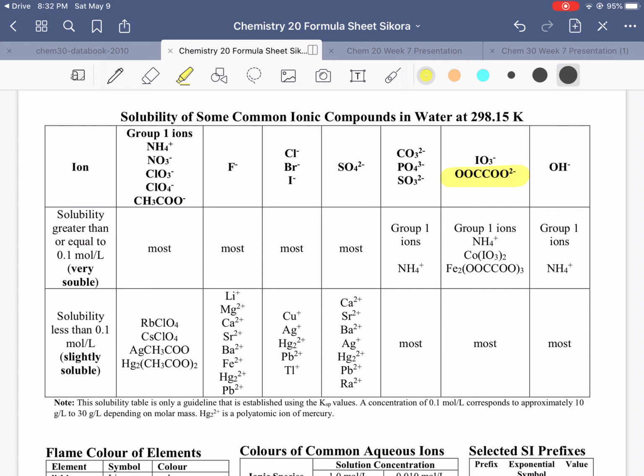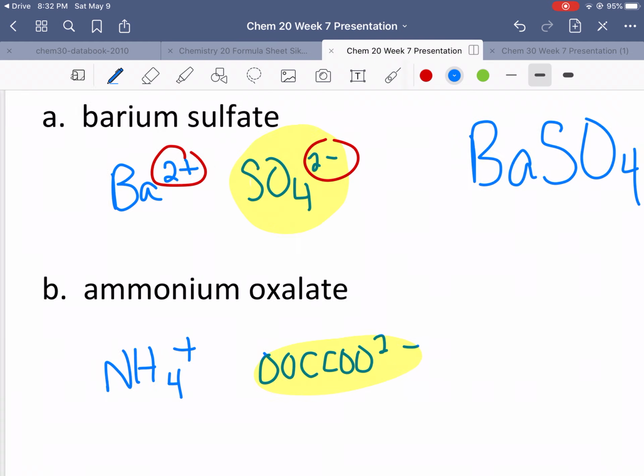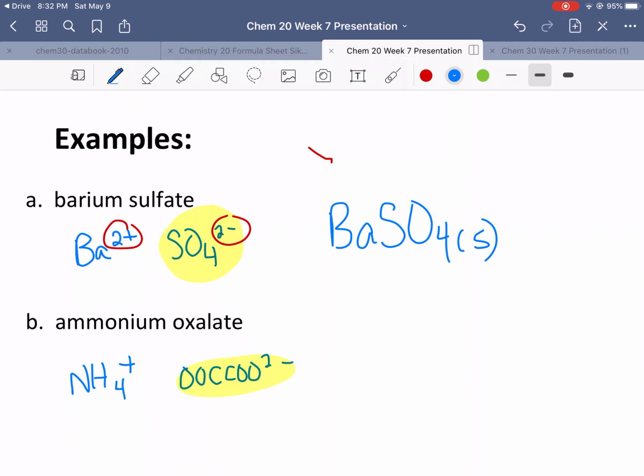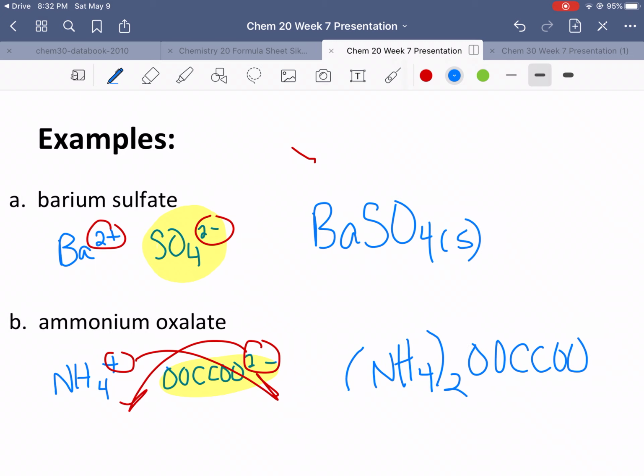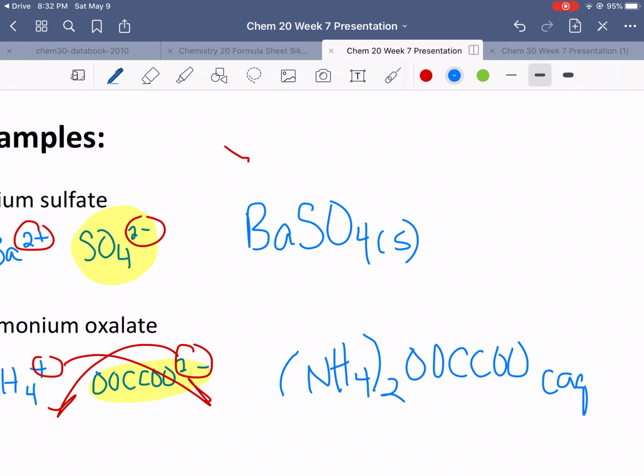So now where does ammonium fit in? Oh, ding, ding, ding. Nice and easy. Ammonium's right here. That means that it is under this section of very soluble. So we know that it will be aqueous. Now this one, you do have to think about that drop and swap. There'll be a 2 here, a 1 here. So we'll end up with 2 ammoniums, NH4 with a 2, and then the oxalate's going to go beside that, OOCCOO. Remember, it was soluble, aqueous.